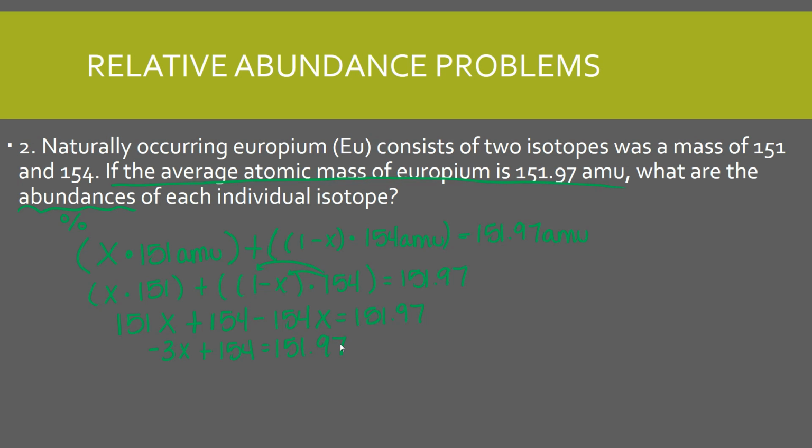So let's start working to get x on its own now. To do that, we need to subtract the 154 from both sides. When we do that, we get negative 3x is equal to negative 2.03. We have one last step. To get x on its own, we must divide by negative 3 on each side. We get x is equal to 0.677. Again, what that's telling me here is this is my percentage in decimal form.